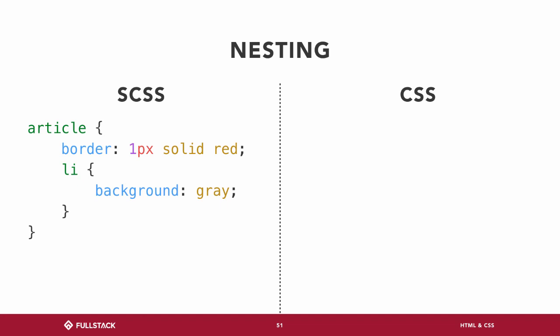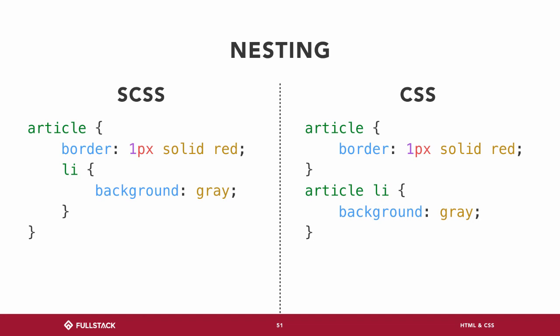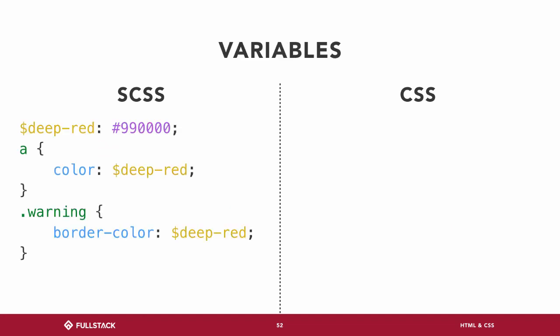And that ends up compiling to this, which, again, is the whole idea of specifying that if you are a list item underneath an article tag, you're going to have a background of gray, but the article tag itself is going to have a 1 pixel solid red. So where CSS doesn't give you nesting, Sass does. And again, the browser is not going to understand what's on the left, but the browser will understand what's on the right, and that's what your Sass is transpiled to.